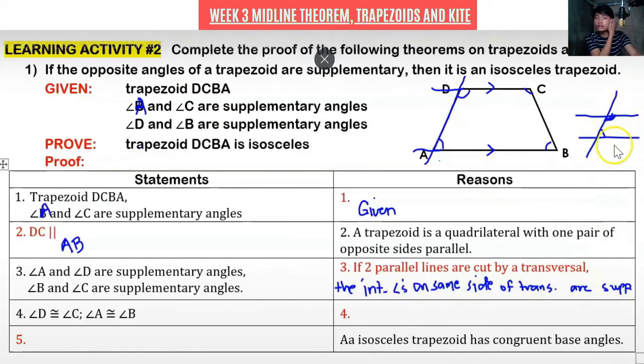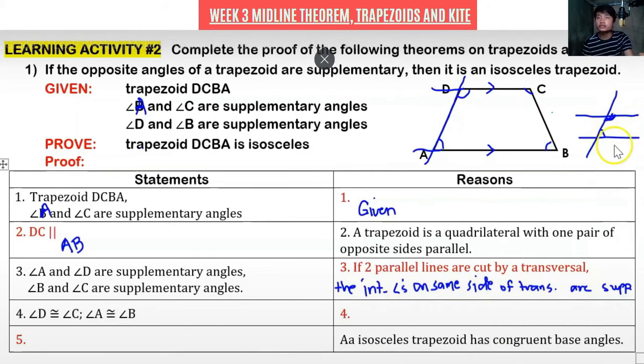Okay, so ano yung sasagot natin dito? The interior angles, so yan na lang nilagay ko, on the same side of transversal are supplementary. So ito, compare mo dito. So ito, for example, ito yung angle A, ito yung angle D. If parallel lines are cut by a transversal, the interior angles on the same side of transversal are supplementary. So, ibig sabihin, kung kinat siya ng transversal, itong angle A tsaka angle D ay supplementary. Same as angle C and angle B.